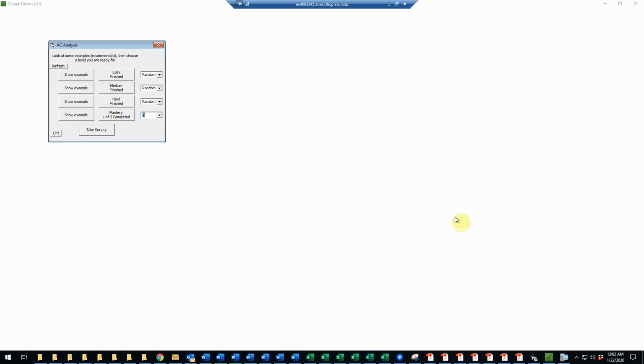This is an example of an AC analysis problem in Circuit Tutor on level 4, and in particular this is the third type of problem, which is a Thevenin-Norton equivalent circuit. So let's begin by looking at an example of this type of problem that illustrates many different solution methods.